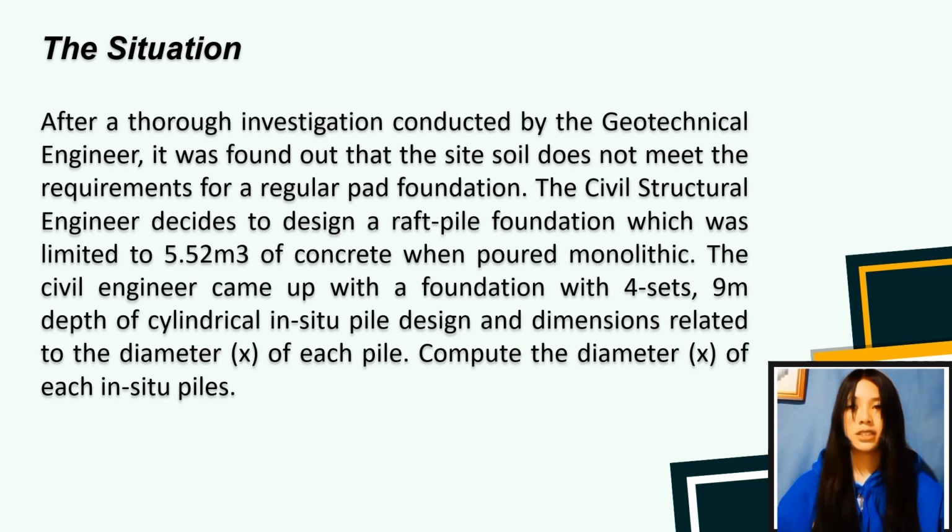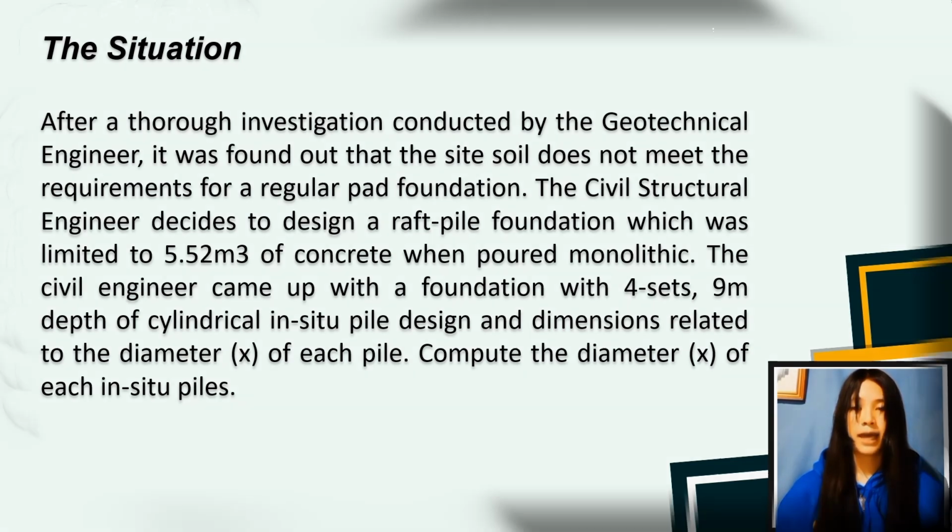After the thorough investigations conducted by the geotechnical engineer, it was found that the site soil does not meet the requirements for a regular pad foundation. The civil structural engineer decided to design a rock pile foundation which was limited to 5.52 m³ of concrete when poured monolithic. The civil engineer came up with a foundation with 4 sets, 9 m in depth of cylindrical in situ piles, with design and dimensions related to the diameter x of each pile. Compute the diameter x of each in situ pile.